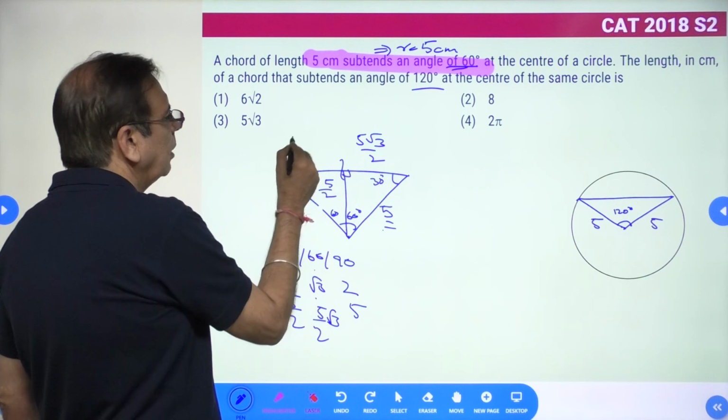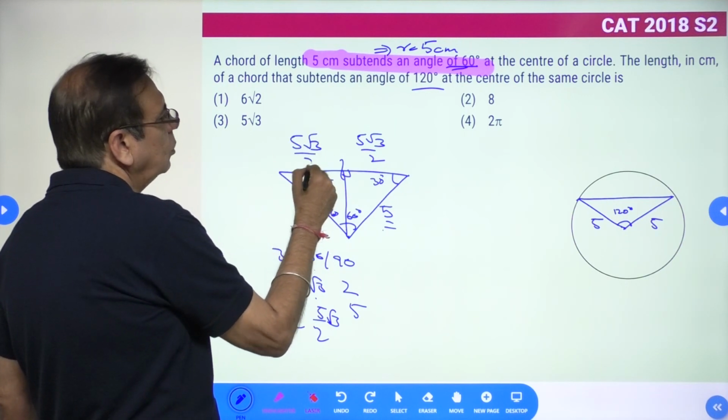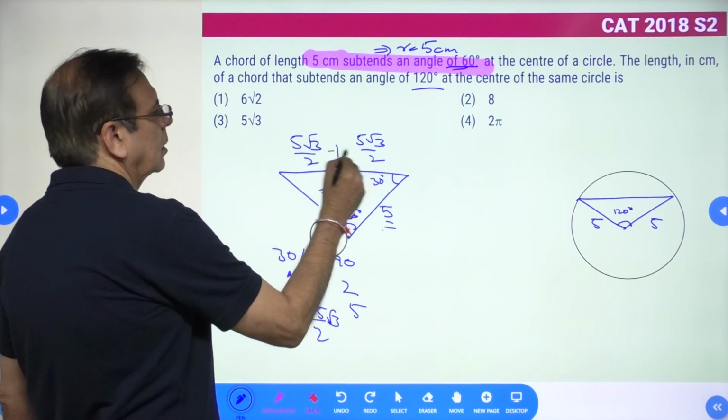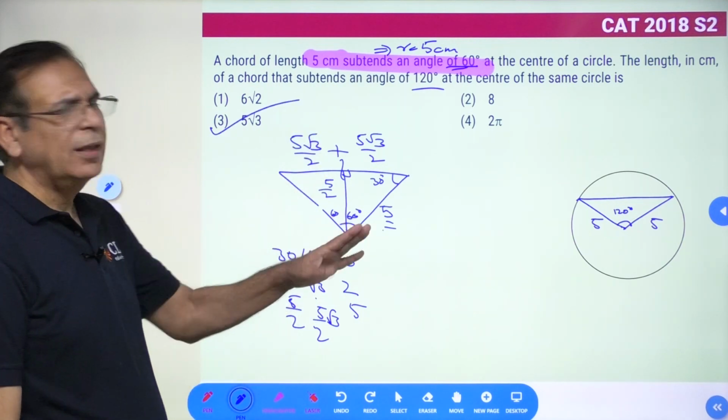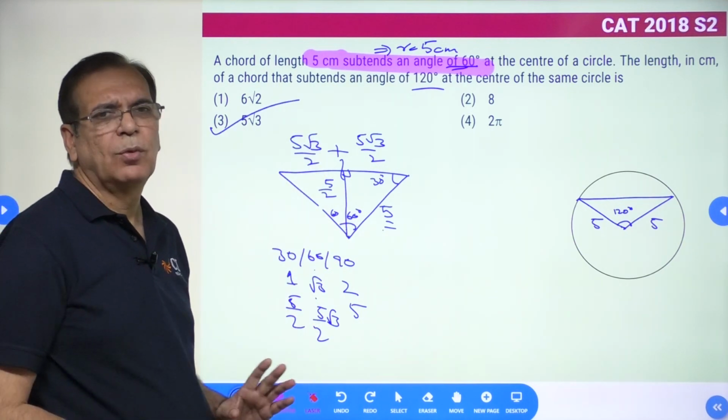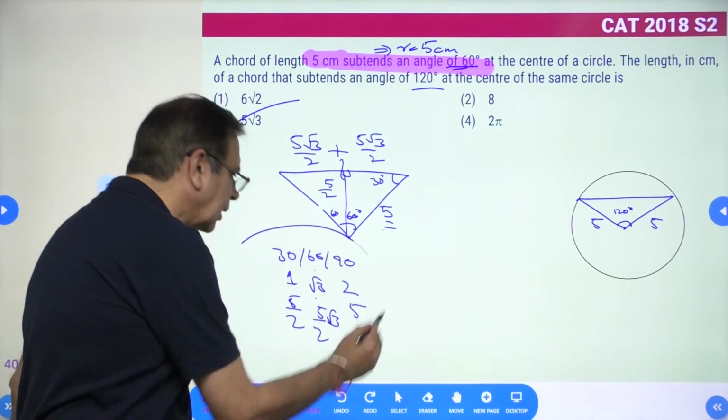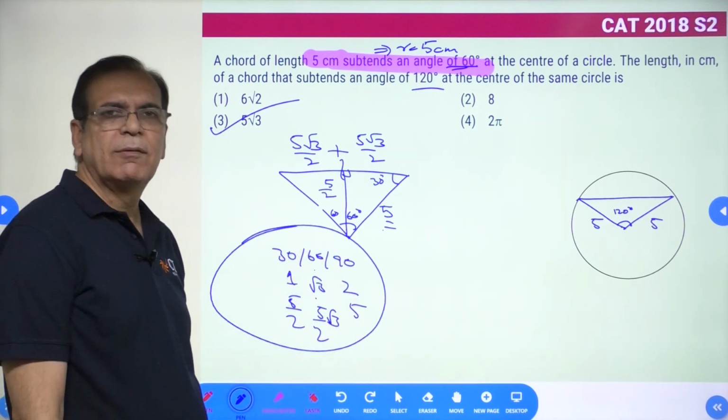Now if this is 5 root 3 by 2, this should also be 5 root 3 by 2. So what should be my answer? Choice 3. 30, 60, 90 right triangles, very, very useful item. Please remember this ratio. It is a very useful ratio. It will help you save time in the paper.